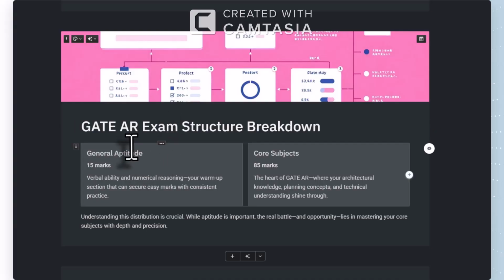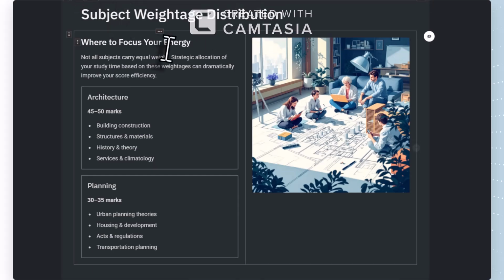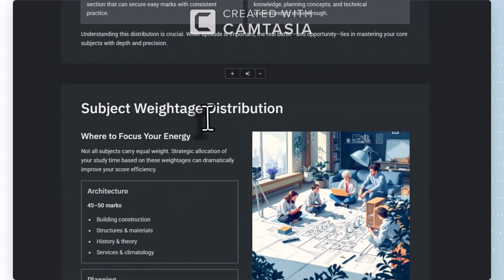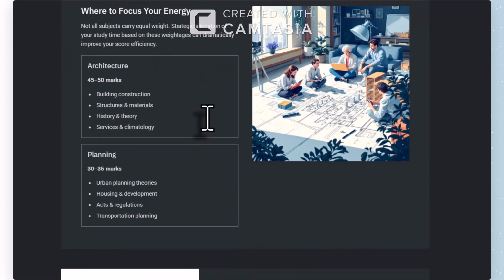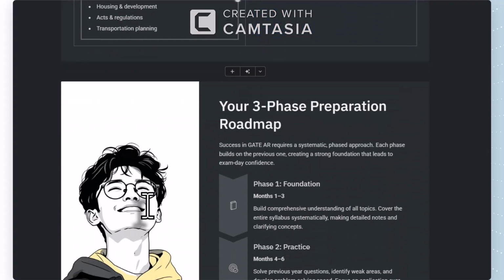GATE Architecture exam structure breakdown. General aptitude will be of 15 marks, core subject will be of 85 marks. Know the paper and weightage. Here's the structure of GATE Architecture and Planning. The general aptitude will contain 15 marks and the core subject will contain 85 marks. Then the architecture subject, which will include building construction, structure and material, history and theory, services and climatology. Planning will contain urban planning theories, housing and development, acts and regulations, and transportation planning.